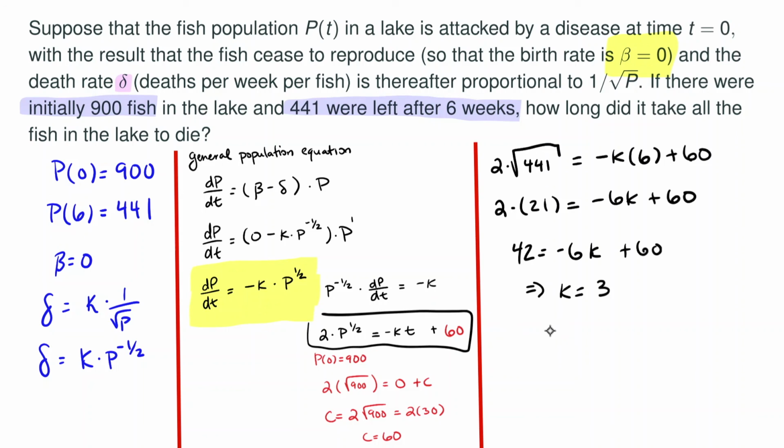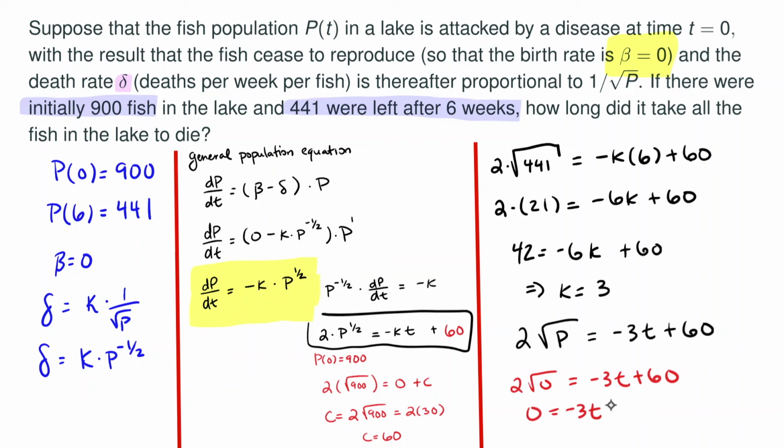So our equation, we can fill in our k value, and we get 2 times the square root of p equals negative 3t plus 60. And now we want to find how long did it take for all the fish in the lake to die. So we set our population equal to 0. 2 times the square root of 0 equals negative 3t plus 60. 0 equals negative 3t plus 60. And we can solve this and see that it would take t equal to 20 weeks for the fish population to go to 0.